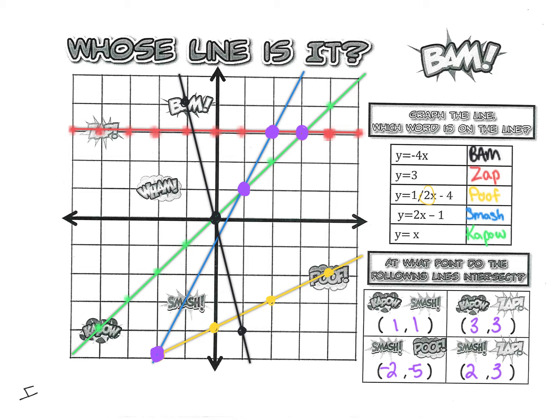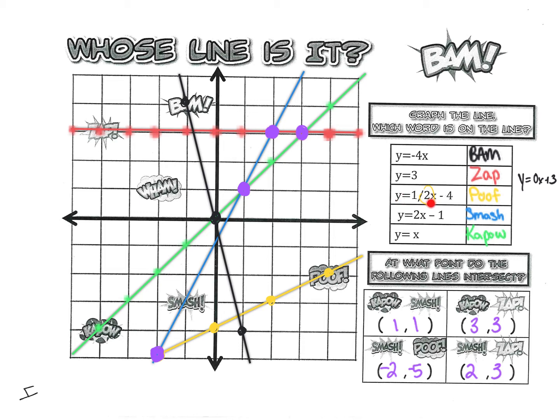The next one is ZAP, and that is y equals 3. So honestly, you should catch on that when you have y equals a number, it's going to be a horizontal line at that number on the y-axis. So it was going to be 3 no matter what, but you also could have used the equation y equals 0x plus 3 and got some points from there. It would have been any of these points that are on the graph.